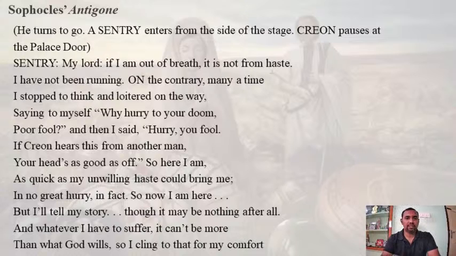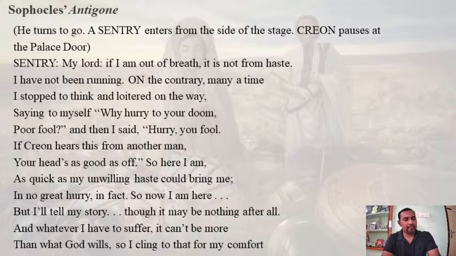And this is what the sentry, the watchman, said to himself. Why are you hurrying to your death, you fool? And then I said, hurry, you fool. If Creon hears this from another man, your head is as good as off. Then the sentry said to himself, paused on the way to the palace, that if Creon hears this news from someone else, then your head is as good as off. Then even then you will meet your end.